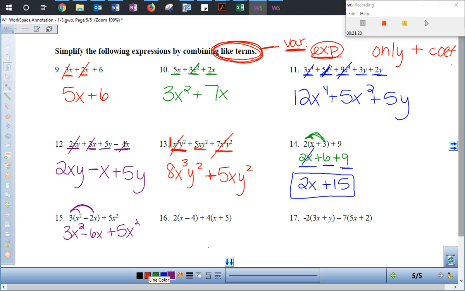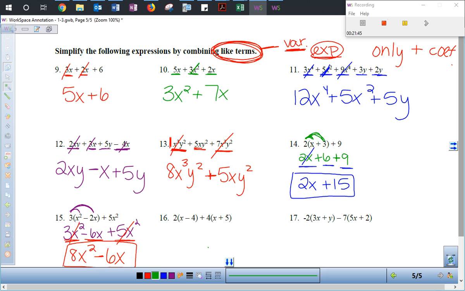Now, please pause the video and simplify this expression by combining like terms. Hopefully you see that 3x squared and 5x squared are like terms, so we get 8x squared. And then all that we're left with is this minus 6x. And you should be left with 8x squared minus 6x. Box your answers.